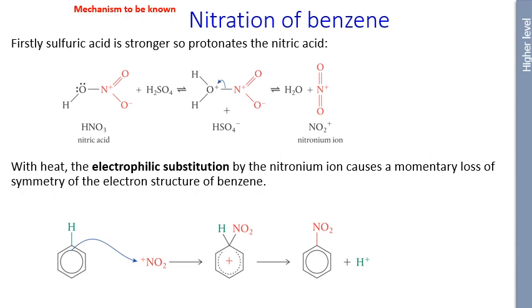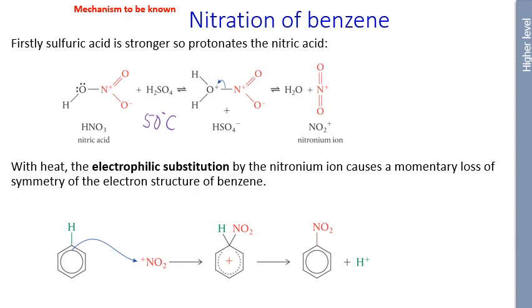Pure nitric acid contains only a small concentration of this electrophile, but a nitrating mixture of sulfuric acid and nitric acid at 50 degrees C generates a higher concentration of nitronium ions, allowing the reaction to proceed at an acceptable rate. Sulfuric acid protonates nitric acid, which we see here.